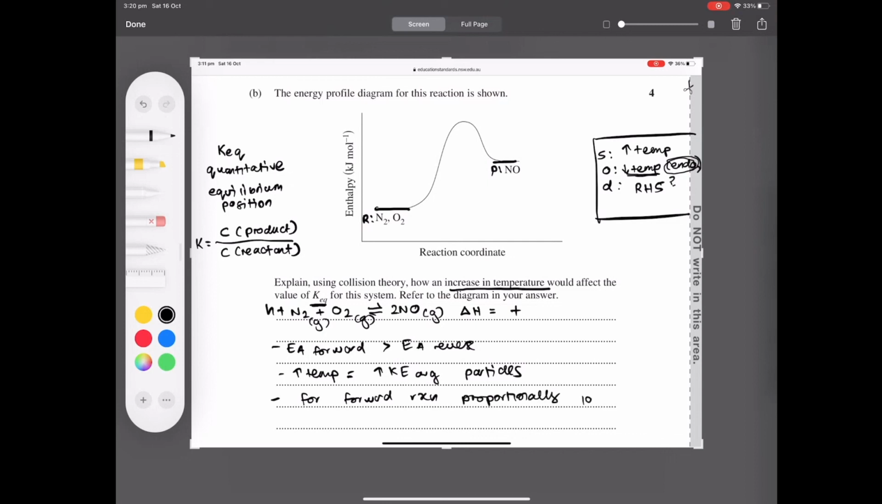Good. What was the question again? So it pretty much explains how it's going to affect KEQ.